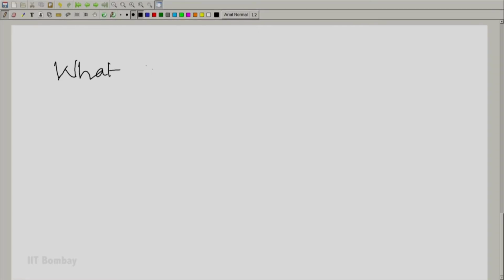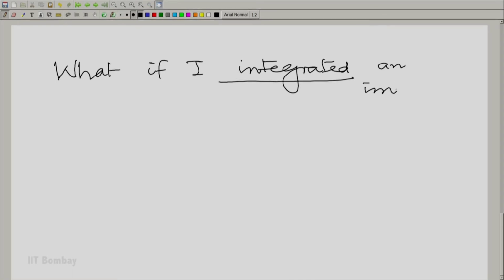So, let us ask the question, what would happen if I created an integral of the impulse? What would I get? So, let us put that down. What if I integrated an impulse? Because the integral of an impulse gives us something interesting.